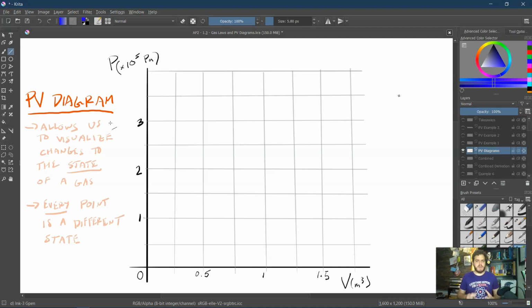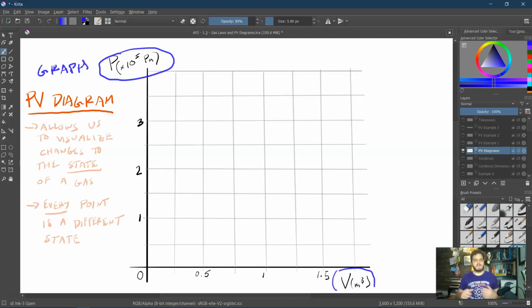So we're going to finish much of our discussion today with what are known as PV diagrams. A PV diagram is simply a graph. It's a graph that allows us to visualize changes to the state of a gas. So let's make sure we know this is basically a graph of pressure versus volume.